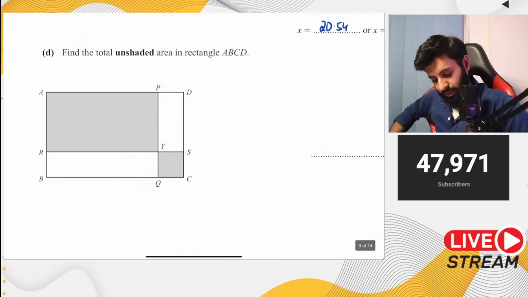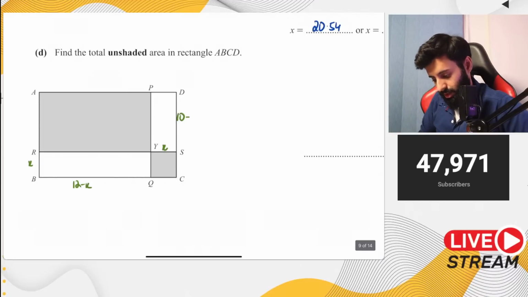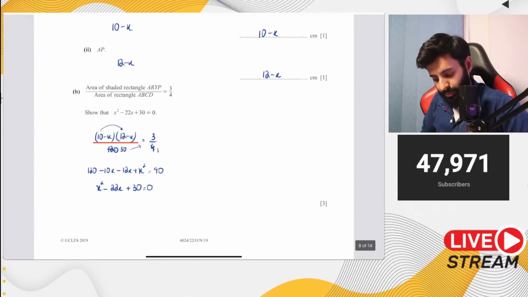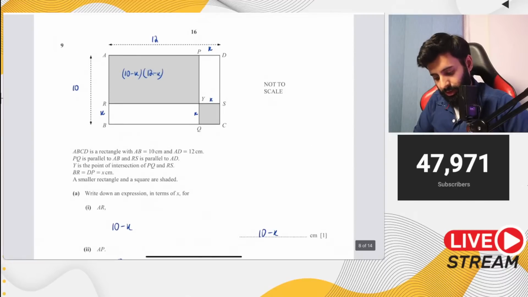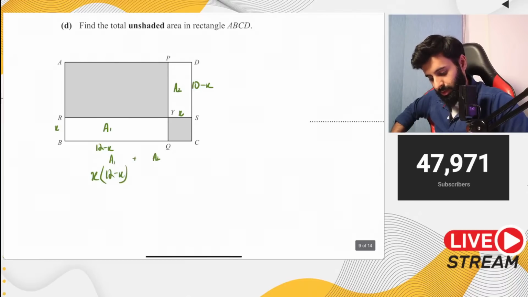Why? Because we know that this is x. We know this is 12 minus x. And we know that this is x, and we know that this is 10 minus x. Yeah, that's much better. Let me confirm the lengths. Yeah. So area of this unshaded region, let's call it A1, is going to be x into 12 minus x. And the area of this unshaded region is going to be x into 10 minus x.